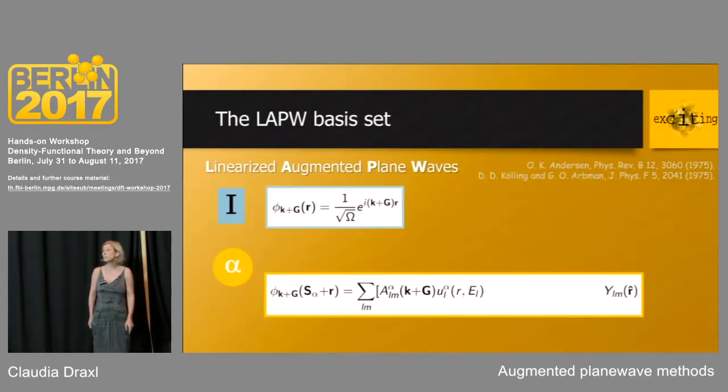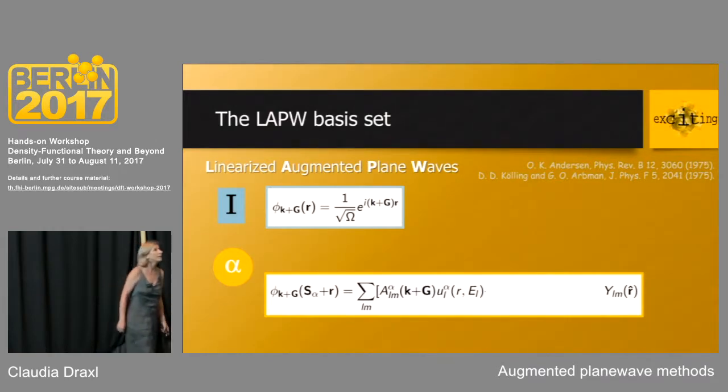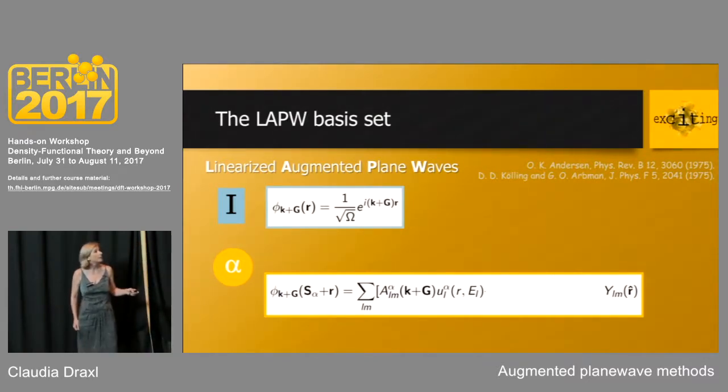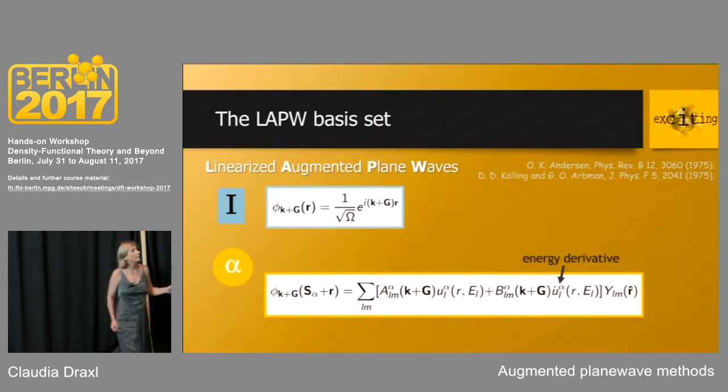So how to do better, and this is where LAPW comes into play. It was first suggested by Ole Andersen, but at the same time by Koelling and Arbman in 1975. And they suggested to linearize this eigenvalue problem in order to make it less costly. And the way they did it, they said, okay, this is the original APW basis, and now we add a second term, and the second term has the energy derivative of this U function here.